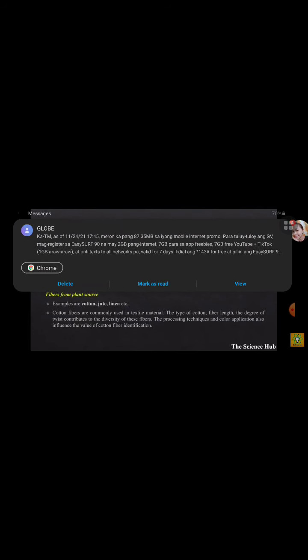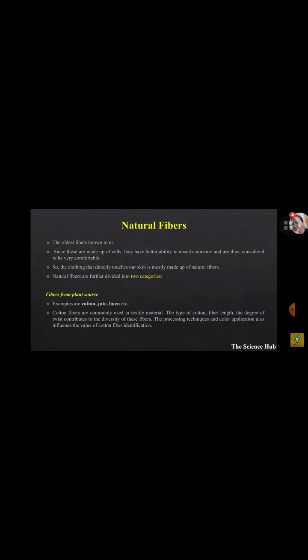Then natural fibers. The oldest fibers known to us are the natural fibers. Since these are made up of cells, they have better ability to absorb moisture and are thus considered to be very comfortable. So, the clothing that directly touches our skin is mostly made up of natural fibers. Natural fibers are further divided into two categories, that is from plant source and animal source. Fibers from plant source include cotton, jute and linen.